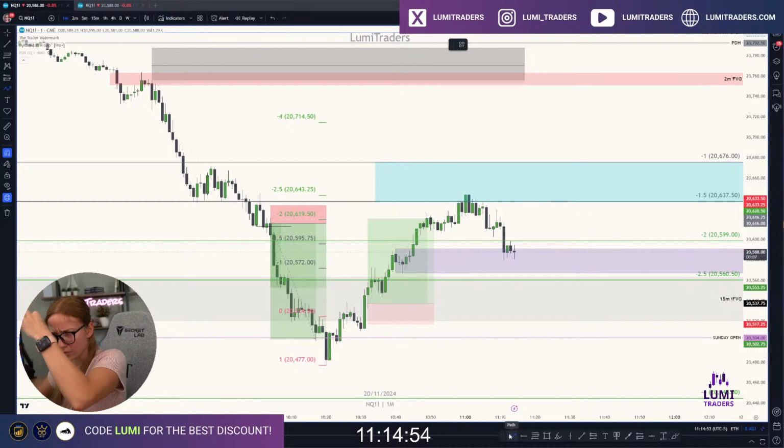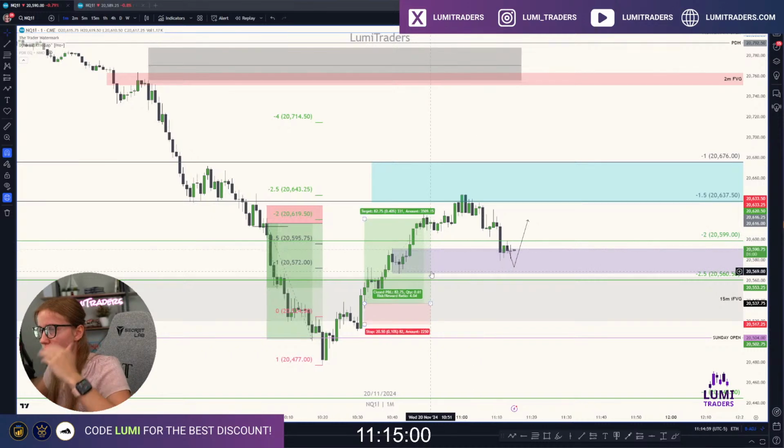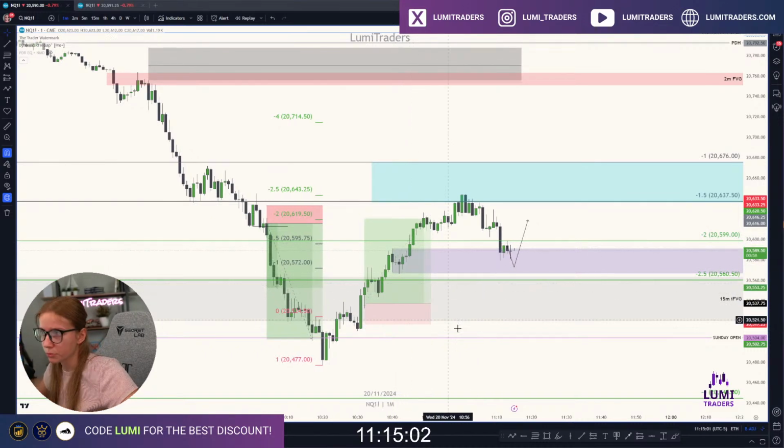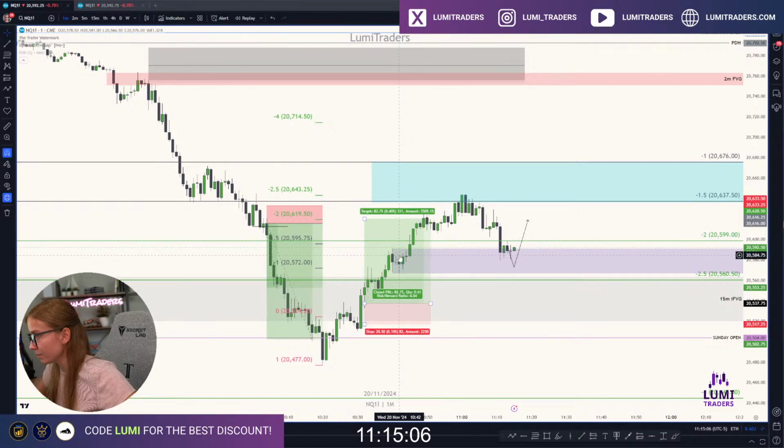Reaction, but reaction must be like this. So this means if it wants to be continuation higher, for example, we got break of structure, we anticipate to get retracement down to discount OB. For example, this can be discount OB.